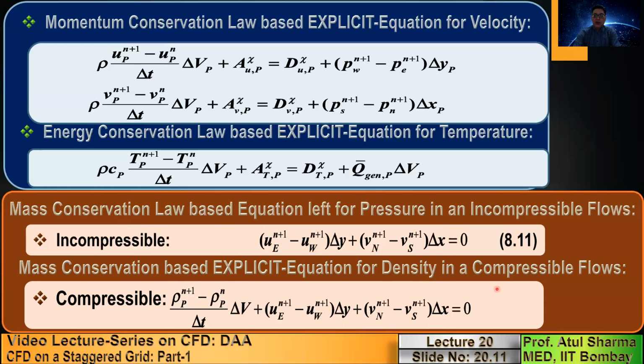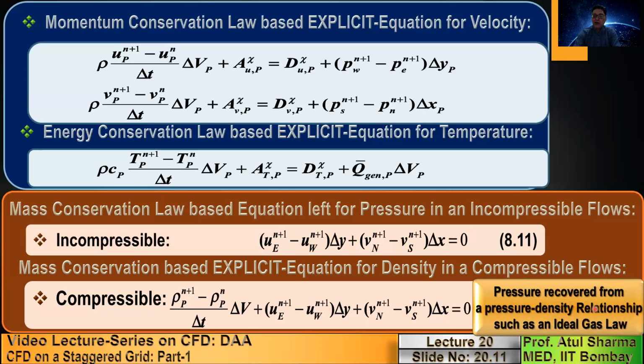So in compressible flow, mass conservation is used to get the density variation, and an additional equation is used to recover the pressure from the density field. You can use the mass conservation law to create a movie for density, and once you know the density and temperature, pressure is recovered from a pressure-density relationship. For example, if you use the ideal gas law, you have P equals rho RT. So you can obtain the movie for density from this equation and temperature from the energy equation.